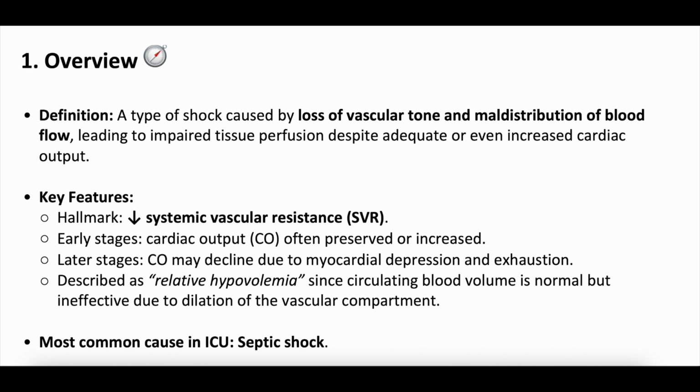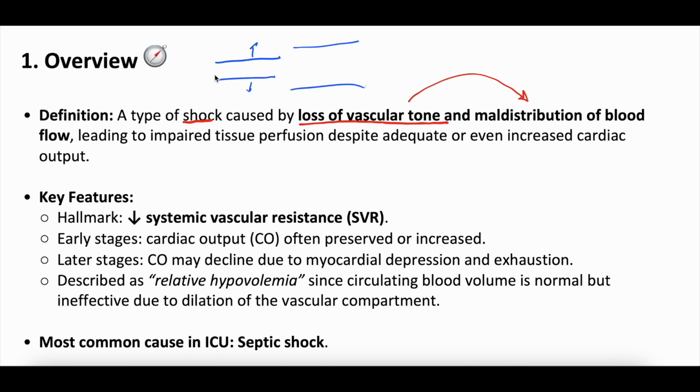So starting with what distributive shock is. Well, distributive shock is a type of shock caused by the loss of vascular tone. And this loss of vascular tone can lead to some degree of maldistribution of blood flow. And what that means is when you have blood vessels, let's just go with the veins, okay? Let's say this is the quote-unquote classical amount of vasodilation. In distributive shock, you lose vascular tone. Okay, you get vasodilation. These veins dilate, so I'll just say they're this size.